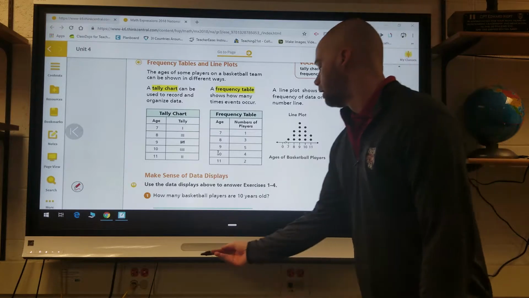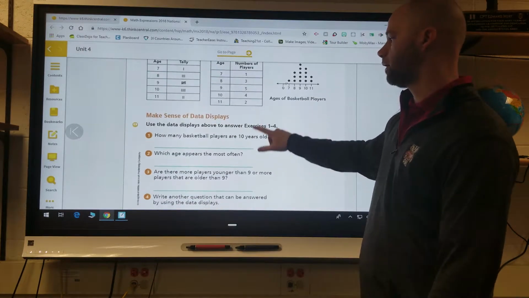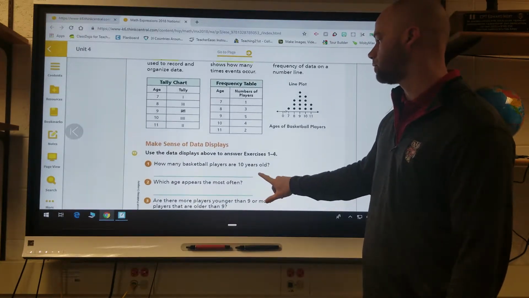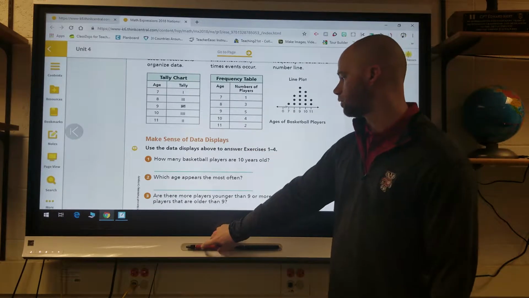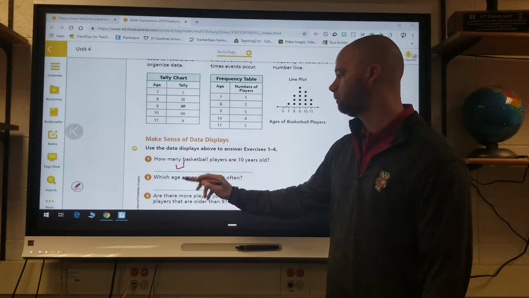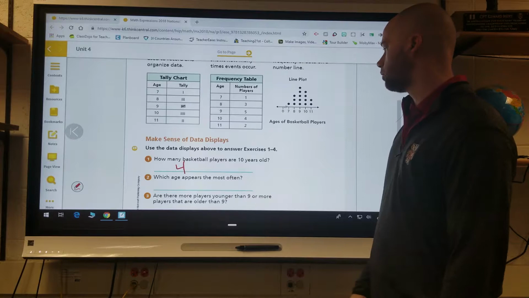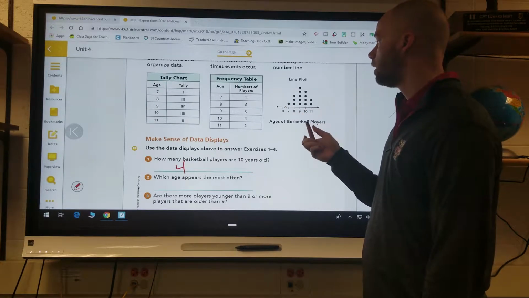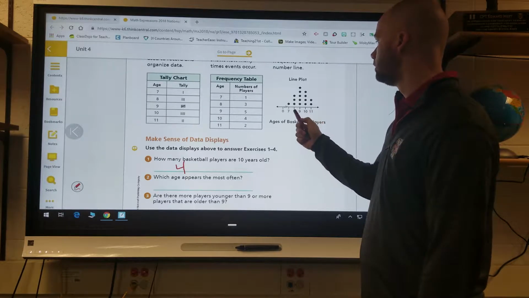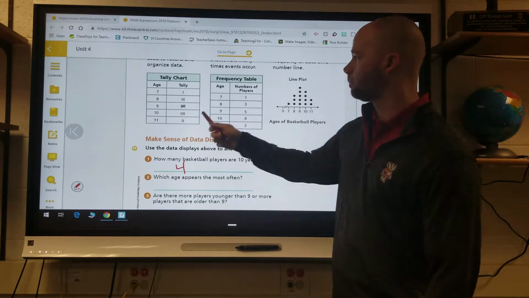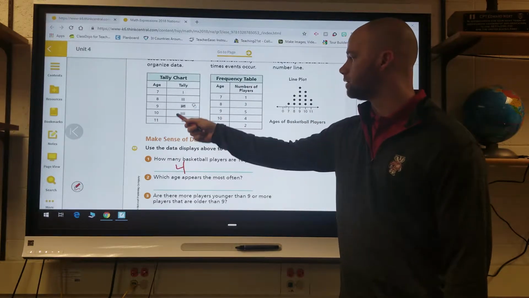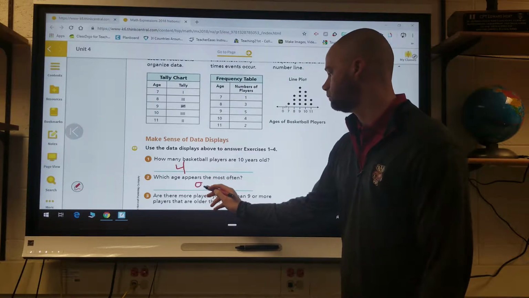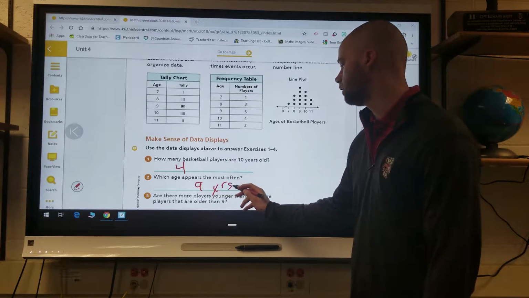Okay. All right, so we're going to do a little bit on our own. How many basketball players are 10 years old? You can look here. Your answer should be 4. Which age appears the most often? Again, you can look at any of these if you would really like to. But that's basketball players' age, which is, again, 9 years old. So 9 years old should go here.